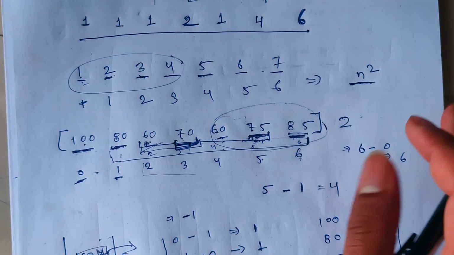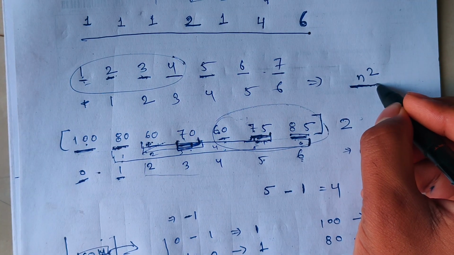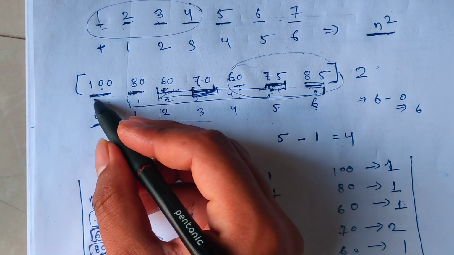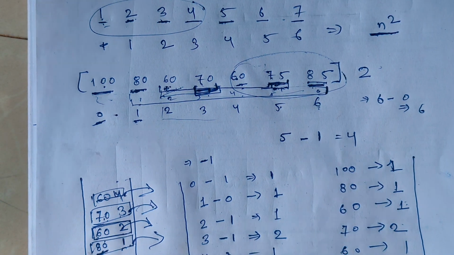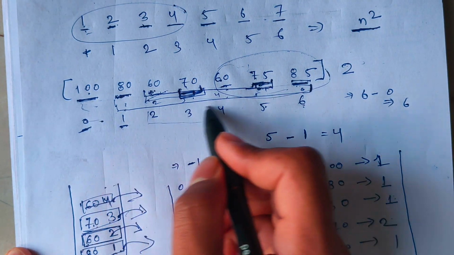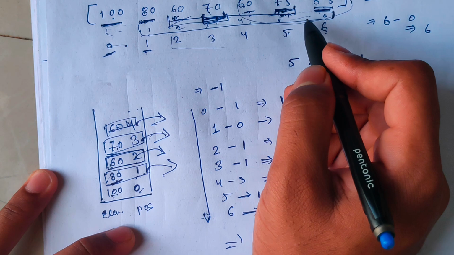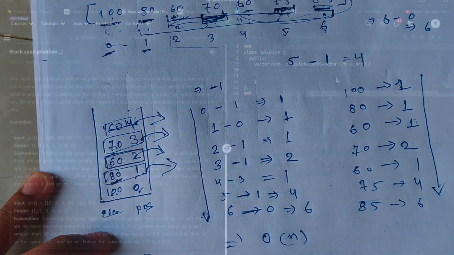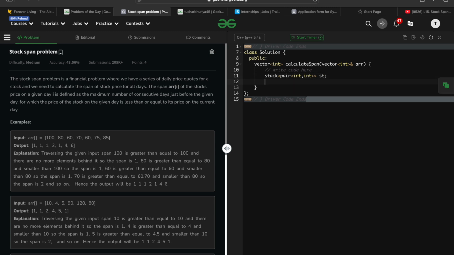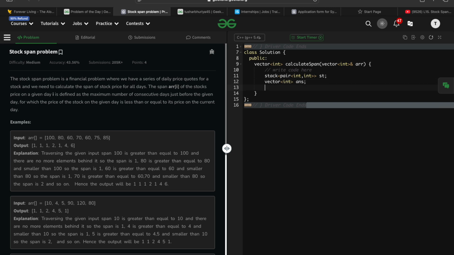So previously, the previous algorithm was taking n square time complexity. Here we are doing the same thing in just order of n time complexity, because we are doing just a single iteration. So let's just code it up. What do we need? A stack of pair of int and int, that is st, and an answer which we need to return, that is a vector of int answer, right?